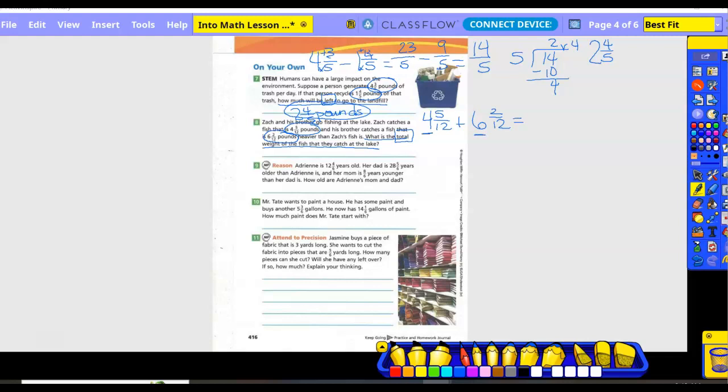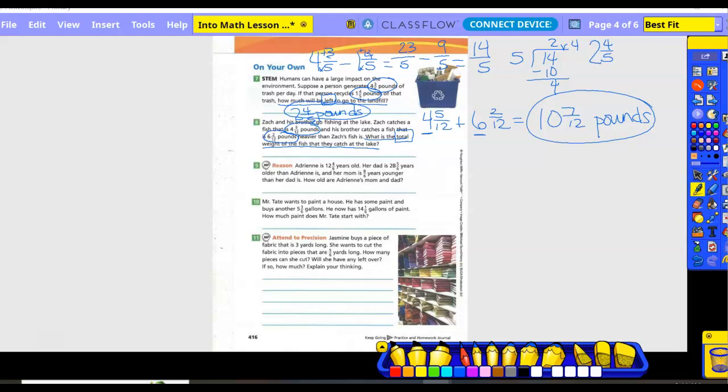What is 4 plus 6? 10. And I'm going to add my fractions. 5/12 plus 2/12 is 7/12. Can I simplify? Nope. So my answer is 10 and 7/12 pounds. Okay, so good catch, because our answer isn't 10 and 7/12 pounds. That's how much his brother's is, right? Okay, so 10 and 7/12 is how much his brother's is.